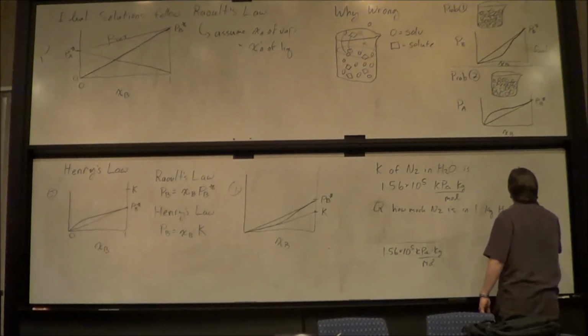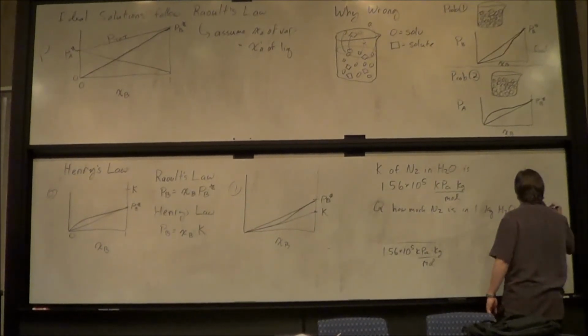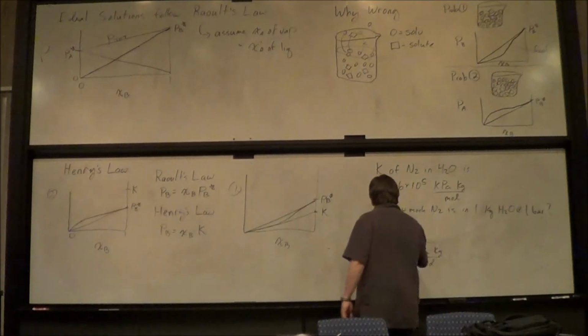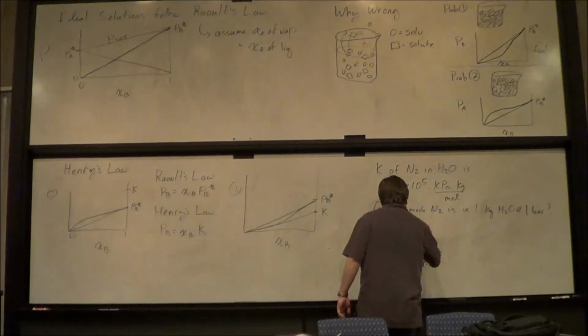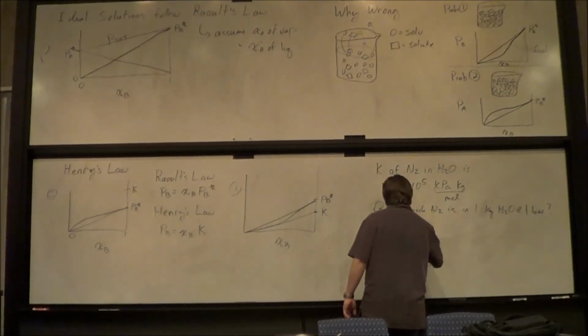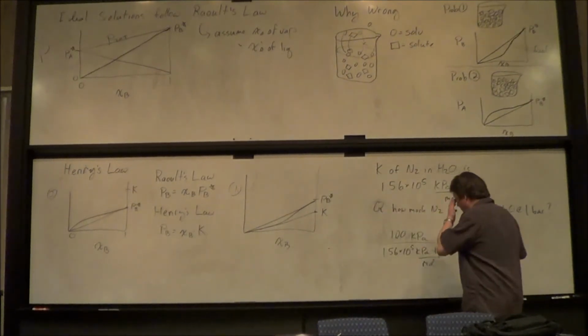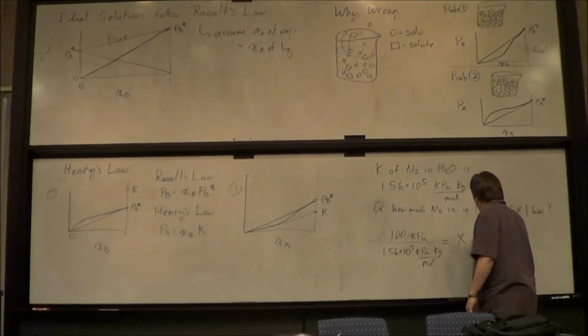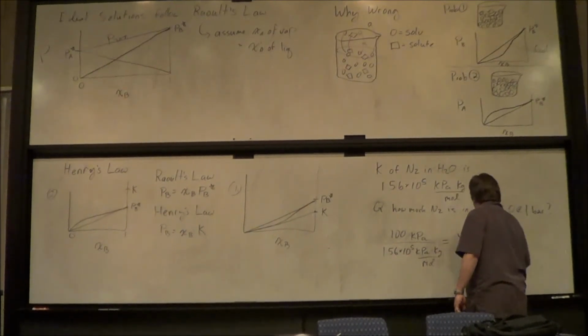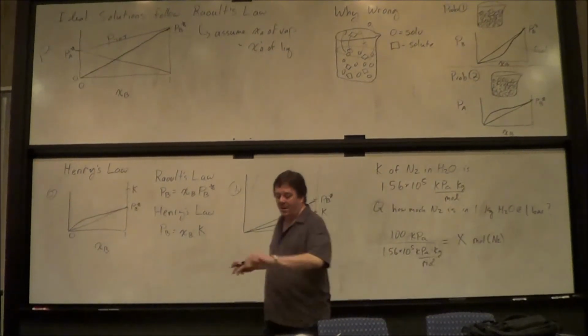Sorry, I was supposed to add this. At 1 bar. So that's 100,000 Pa, so 100 kPa. And unfortunately, I don't have a calculator in front of me, but that's going to give you X moles of N2. We'll actually work a couple more problems next time.